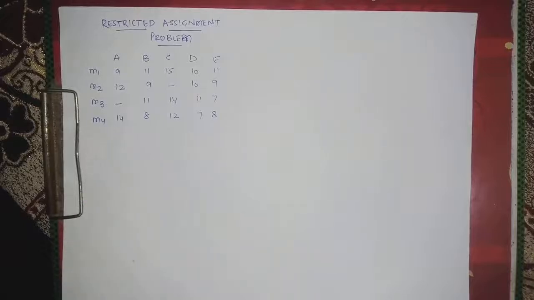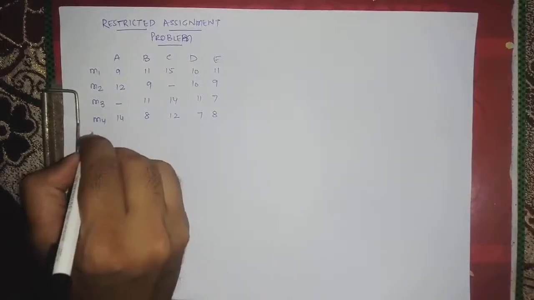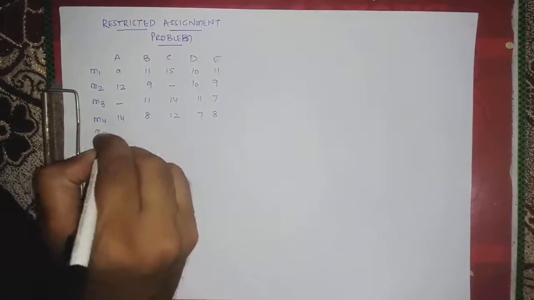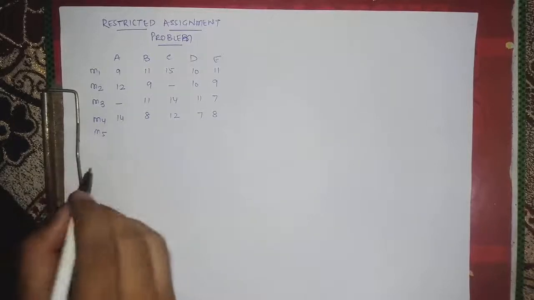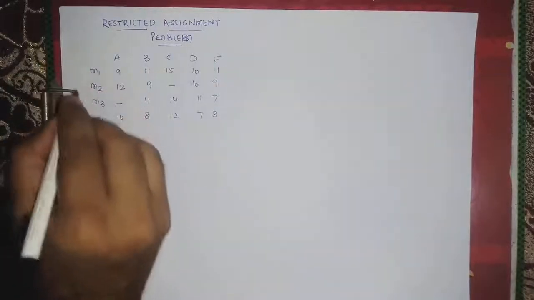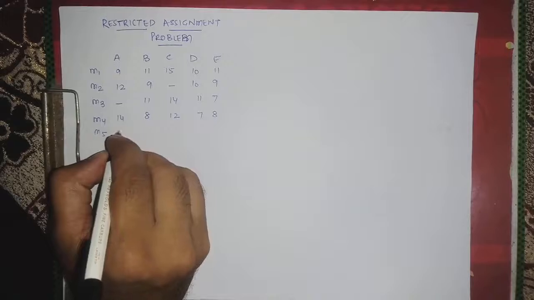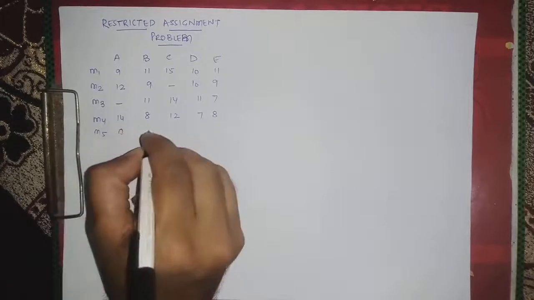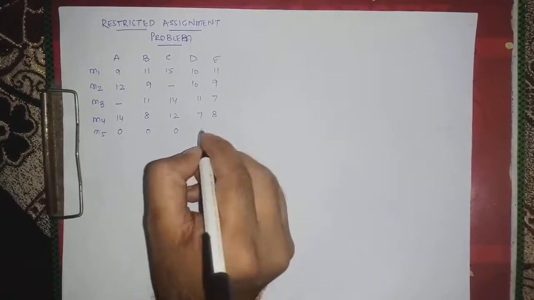So what are we going to introduce? We are going to introduce a dummy row. I am giving it the name M5, and further you can write somewhere that M5 is a dummy row, and the values in that row will be 0 0 0 0 0. Okay, now what to do next?